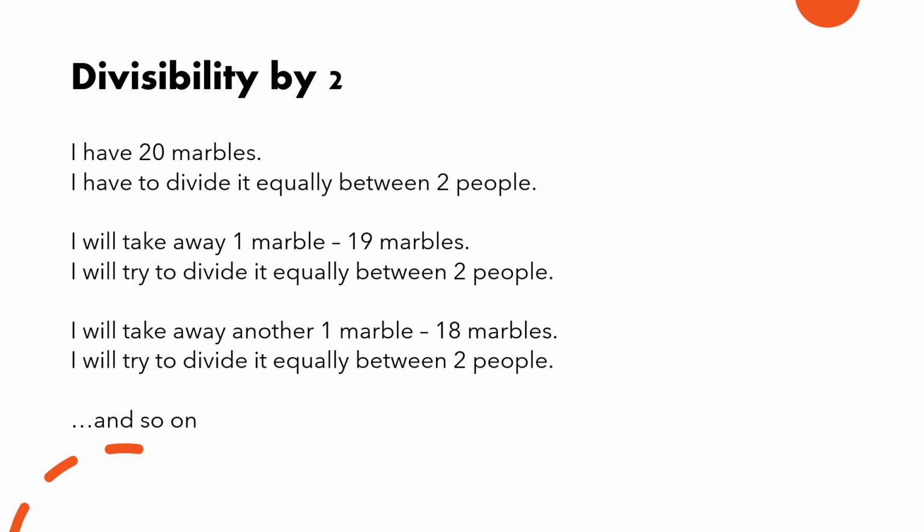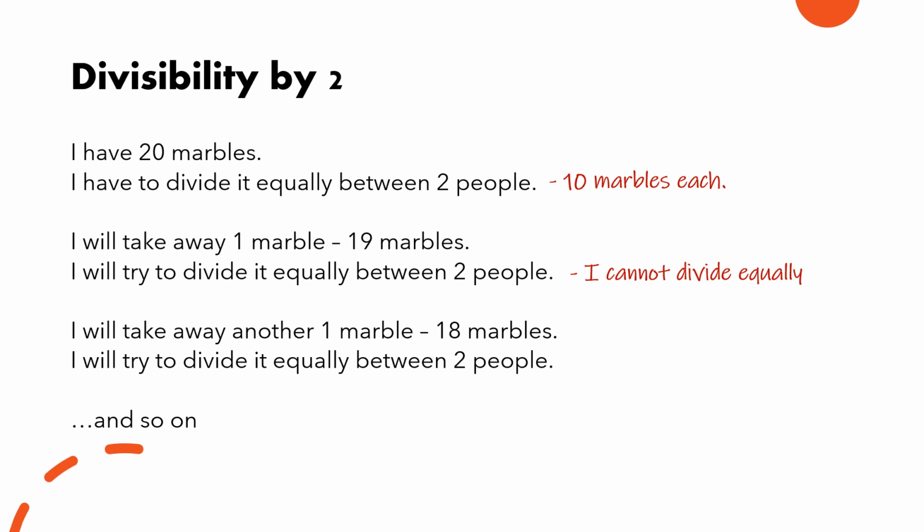I have 20 marbles. I have to divide them equally between 2 people. So each person will get 10 marbles. Next, I will take away 1 marble, which leaves 19 marbles. I will then try to divide it equally between 2 people. Can I do it? I cannot divide it equally because I get a remainder when I divide 19 by 2. The remainder is 1.